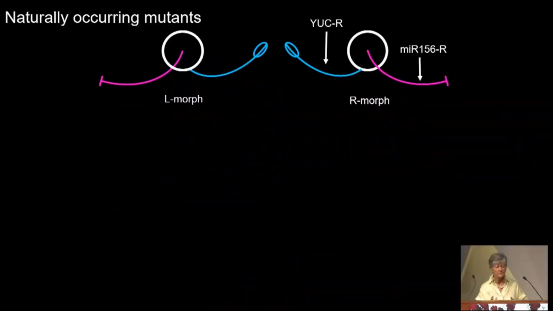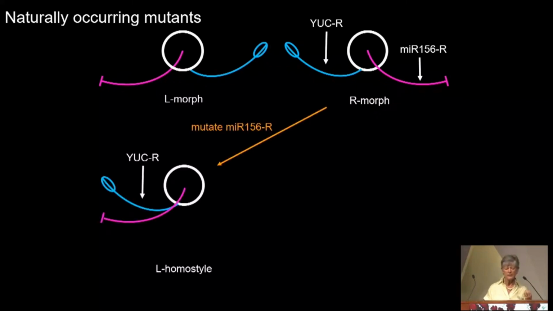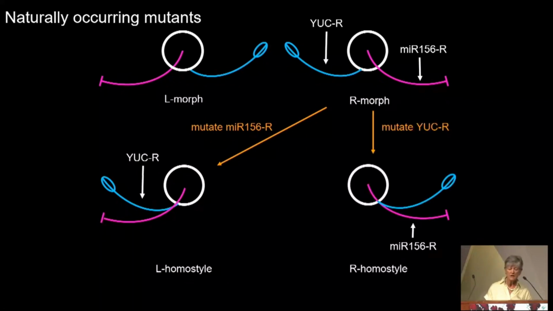So then we had this crazy idea of let's go and look for naturally occurring mutants. On the left-hand side, you've got the L morph. The right-hand side, you've got the R morph. So you can imagine if we had a deletion in the MER156, the opposing stamen would, on the right-hand side, if we've got a deletion of our style, the pink one, that'll go across to the left, and we'll get a left homostyle. If we've got a deletion in YACA-R, then the stamen won't develop. It'll develop like an L-morph stamen, and so we'll get a right homostyle.